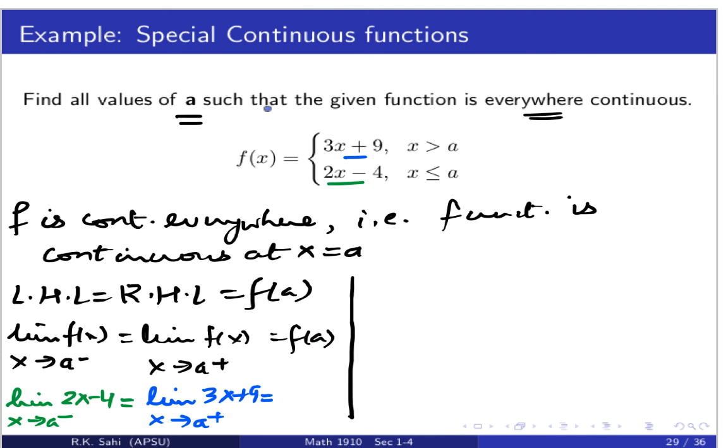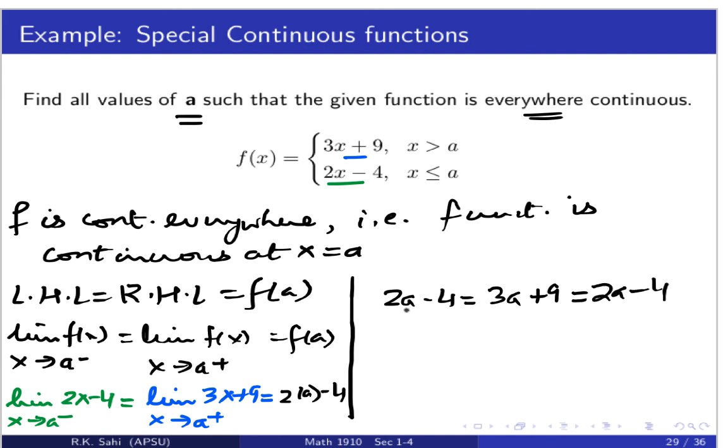Now f of a, doesn't matter, let's use the black pen. It's where the equal to sign is lying in the piecewise function. It is for 2x minus 4. So this is 2a minus 4. Now plug in the values, what do we get? We get 2a minus 4 equals 3a plus 9 equals 2a minus 4.